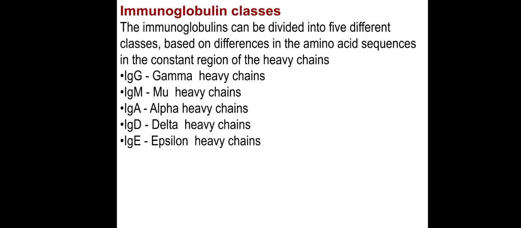Now we can see immunoglobulin classes. Immunoglobulin can be divided into 5 different classes. It is based on the differences in the amino acid sequences in the constant region of the heavy chains only. That is immunoglobulin G, the gamma heavy chain. Immunoglobulin M, mu heavy chain. Immunoglobulin A, alpha heavy chain. Immunoglobulin D, delta heavy chain. Immunoglobulin E, that is epsilon heavy chain. So these 5 classes of immunoglobulin can be remembered.